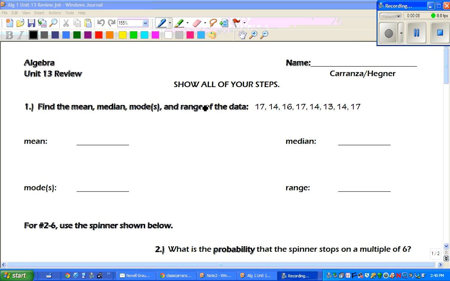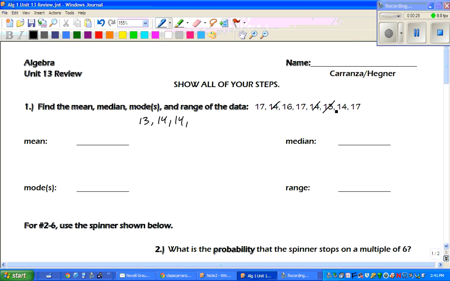Remember to show all of your steps. It says to find the mean, median, modes, and range of the data. Now, when we're given a large group of information like this, the first thing we talked about is writing it in order from least to greatest. So I'm going to go ahead and rewrite all of the information down in order.